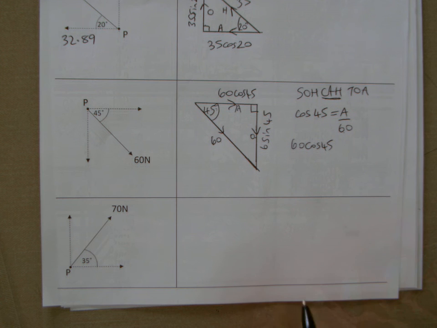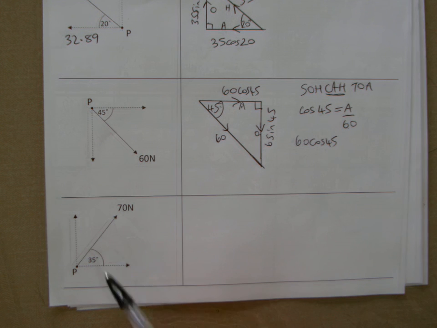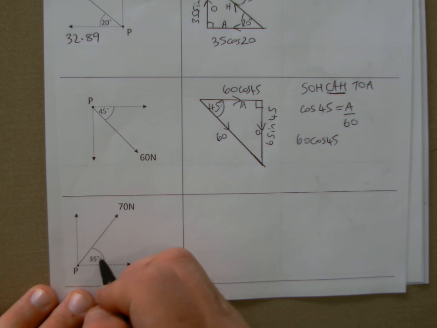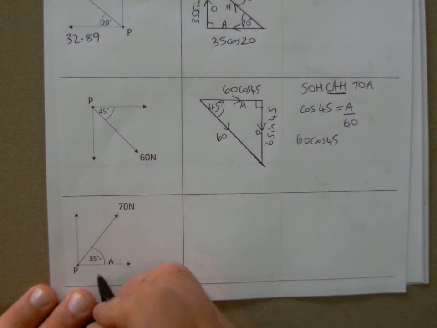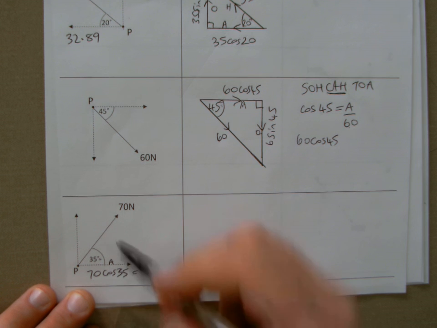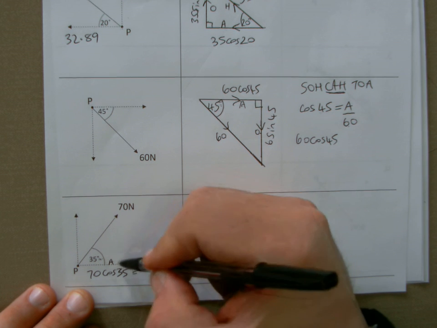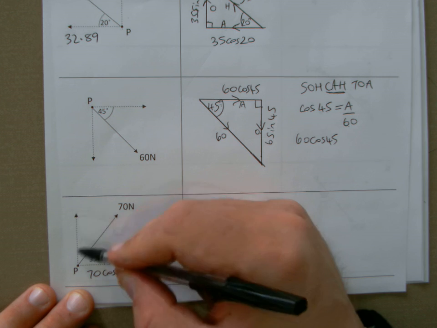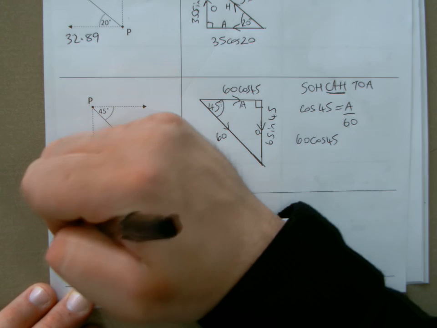Finally, on this one, it's very similar to the first one, but you can go straight forward. There's the angle, so you know that's the adjacent, so you can write 70 cos 35 and work that out. And then opposite that angle would be this side here, which is parallel to that side, so it'll be 70 sine 35.